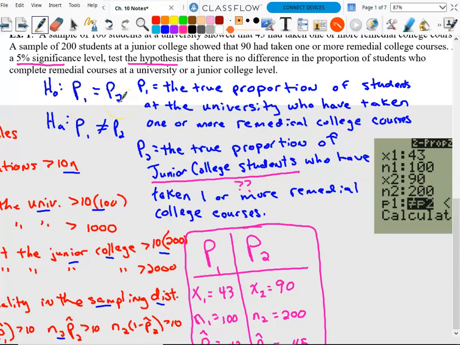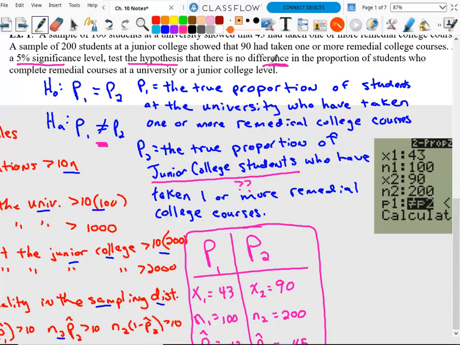I'm going to assume they're the same, and I'm going to go gather evidence and see if I can find evidence that they are different. And again, we're just trying to find out if there's a difference. They could have stated this problem by saying, we think the proportion of JC students would be higher. Well, then it would be a greater than problem.